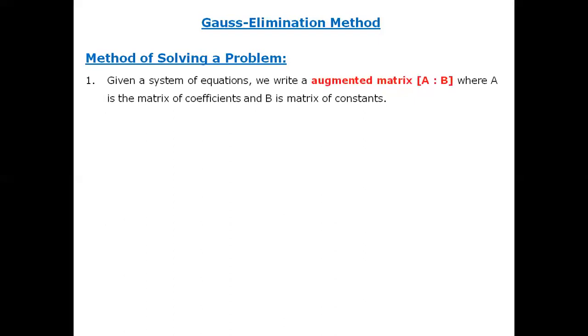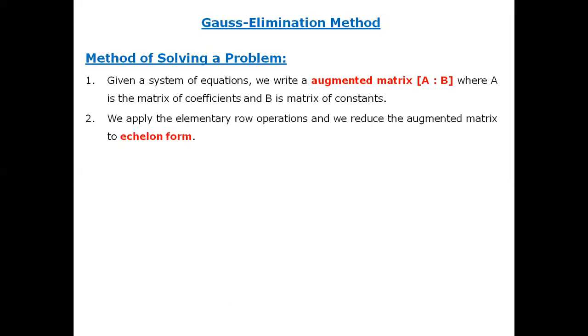So step 1, given a system of equations, we write the augmented matrix A colon B, where A is the matrix of coefficients and B is the matrix of constants. When the system of equations is given, let us write the coefficient matrix and constant matrix. We'll join them. That resultant matrix is called the augmented matrix. I'll explain this later with an example.